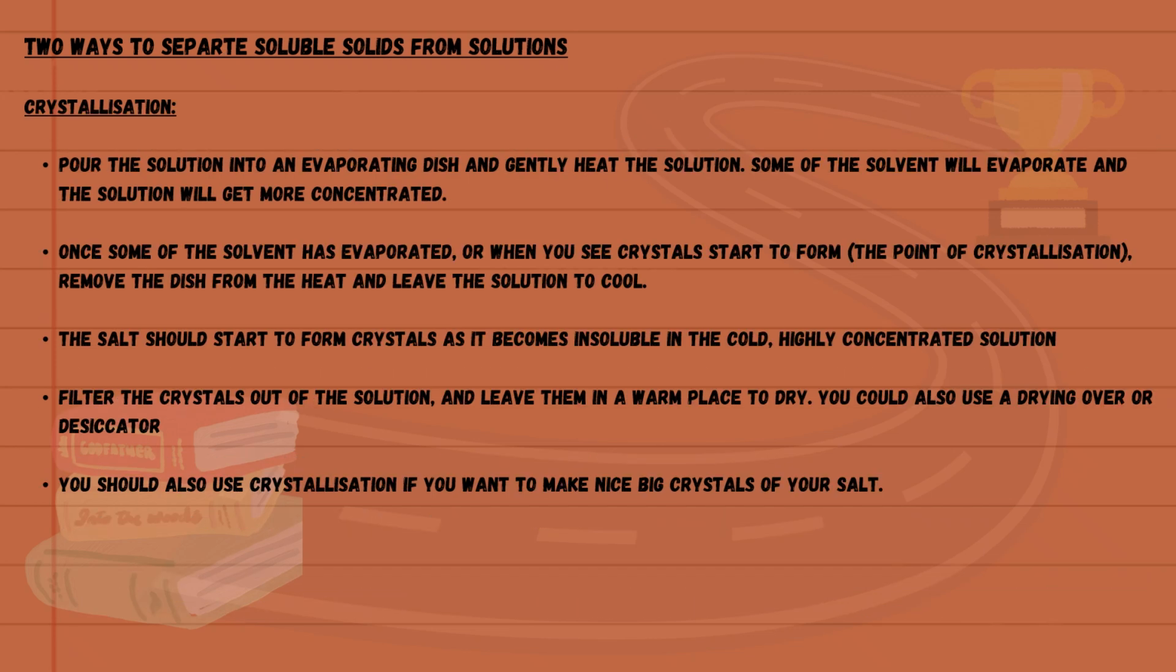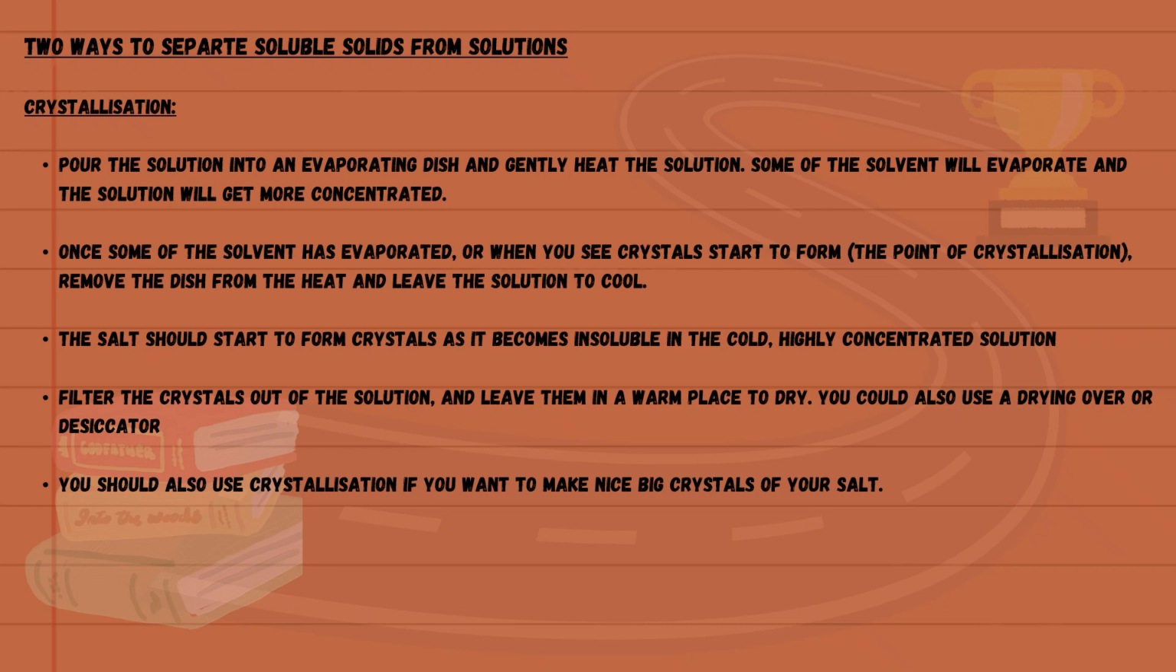So, the next one is crystallization. This is as follows. Pour the solution into an evaporating dish and gently heat the solution. Some of the solvent will evaporate and the solution will get more concentrated. Once some of the solvent has evaporated, or when you see the crystals start to form, the point of crystallization, remove the dish from the heat and leave the solution to cool. The salt should start to form crystals as it becomes insoluble in the cold, highly concentrated solution.